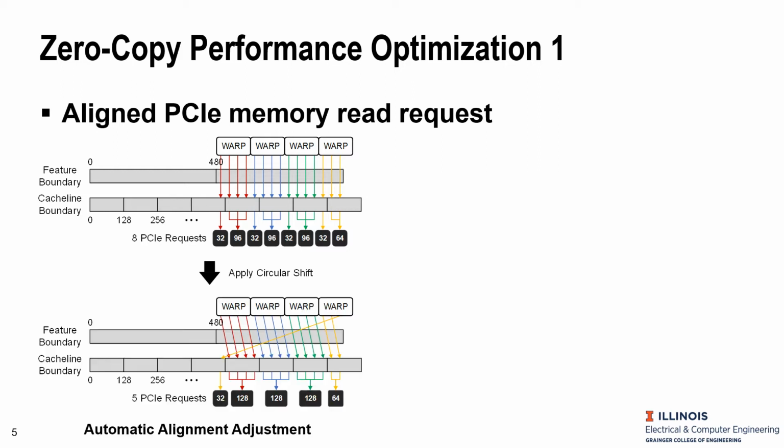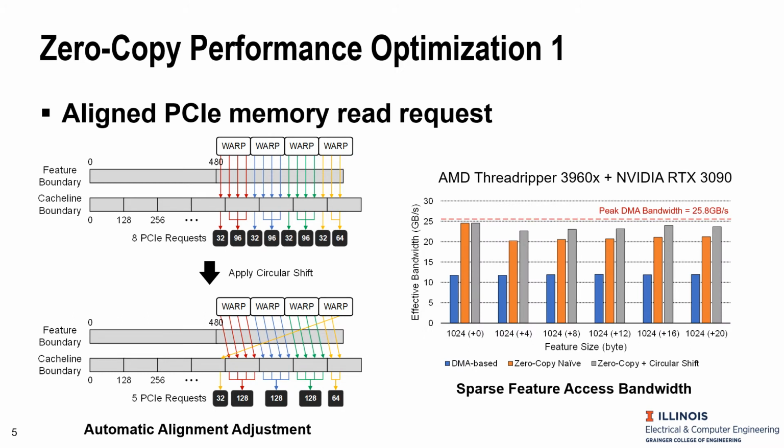To overcome this issue, we implement an automatic alignment optimization which is aware of the GPU cache line size and shifts the indexing indices in a circular manner until each warp's memory requests are aligned to the GPU cache line size. In this specific example, after applying the index shifting, we can coalesce more memory accesses, and the total number of PCIe read requests dropped to 5 from 8. As we can see in the results on the right side, applying the alignment fix can provide an additional 10 to 15% of bandwidth improvement.